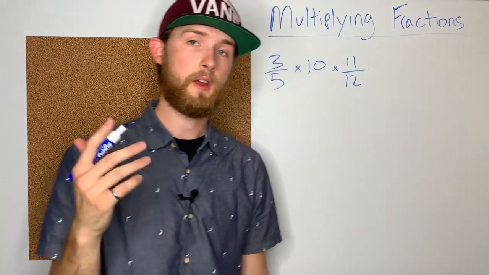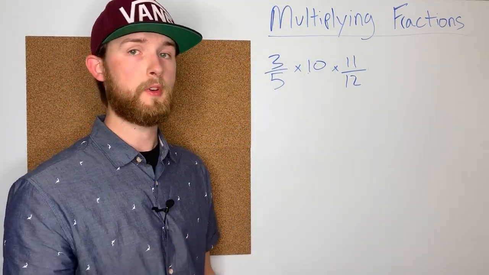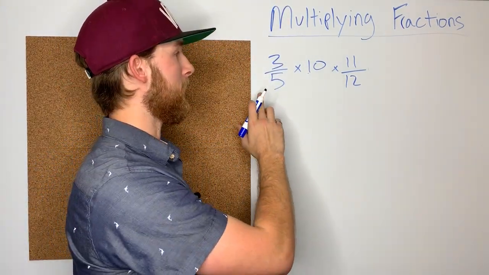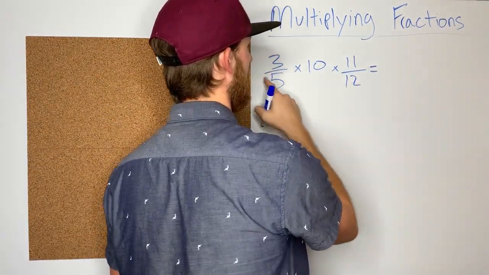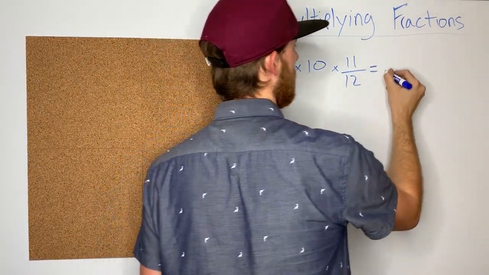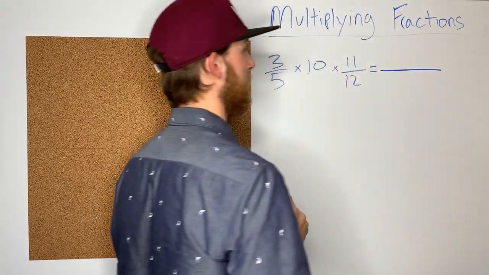All right, so now we have three fractions. It's a little bit crazy. We're going to go ahead and multiply all three of these fractions together, but it's all the same. So we're going to combine all these into one fraction. So you put your one single bar out through there.